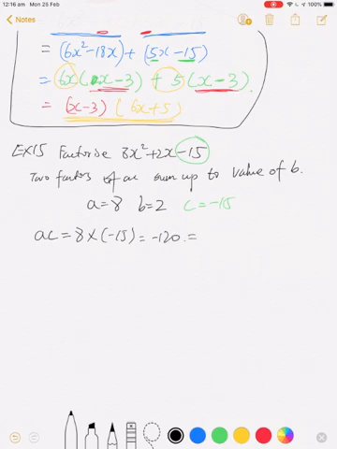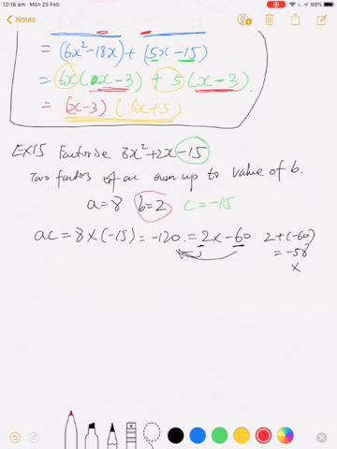One can be 2 times negative 60, so 2 and negative 60 are two factors of AC, which is negative 120. Add them together, sum up, and it is equal to negative 58. That doesn't equal the value of b, because we know b is 2, so this one doesn't work.